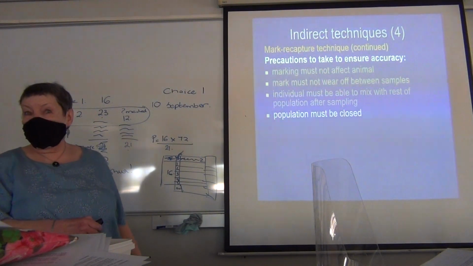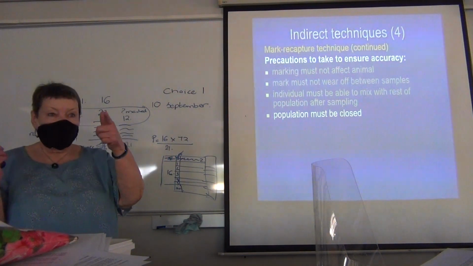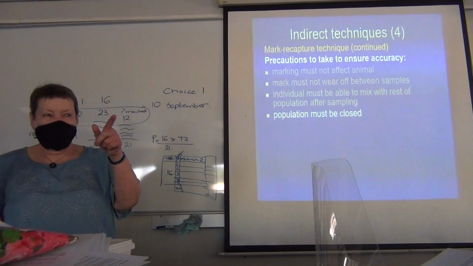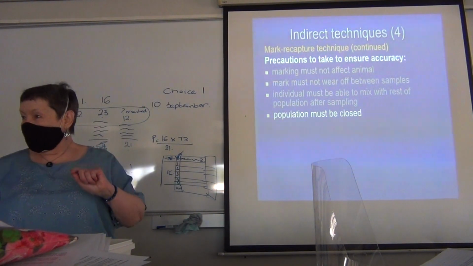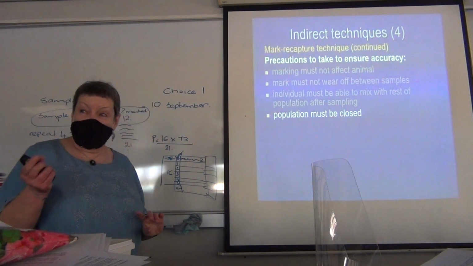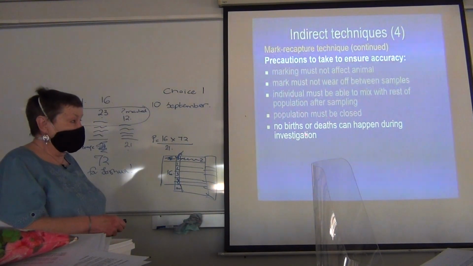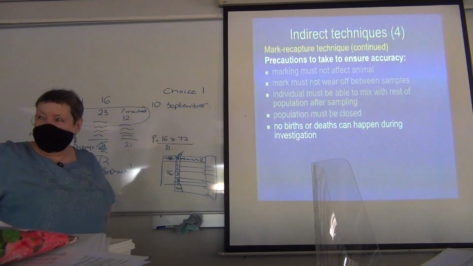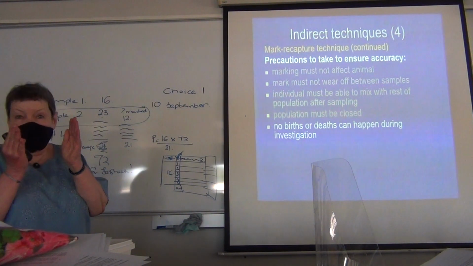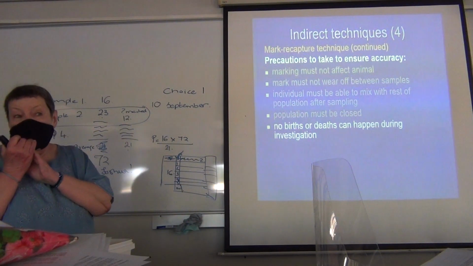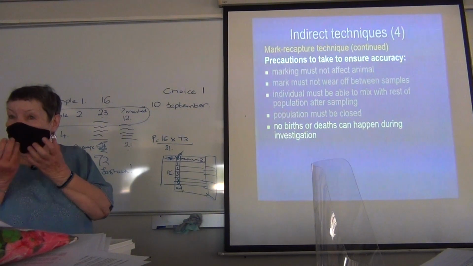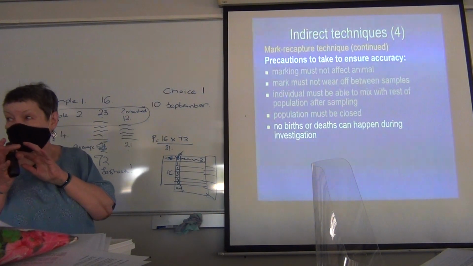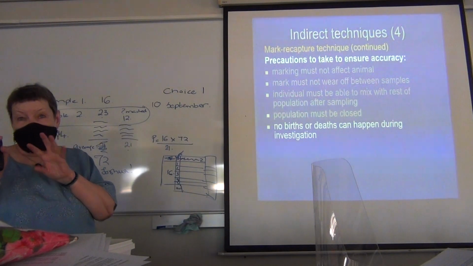Population must be closed, and that means no immigration or emigration, and no births and no deaths should happen during this time. How can you do that? You do it carefully within a period of time, chosen carefully, or you do it in a particular season. So the majority of deaths happen in winter, and the majority of births would happen in spring. So your best option is like late summer.